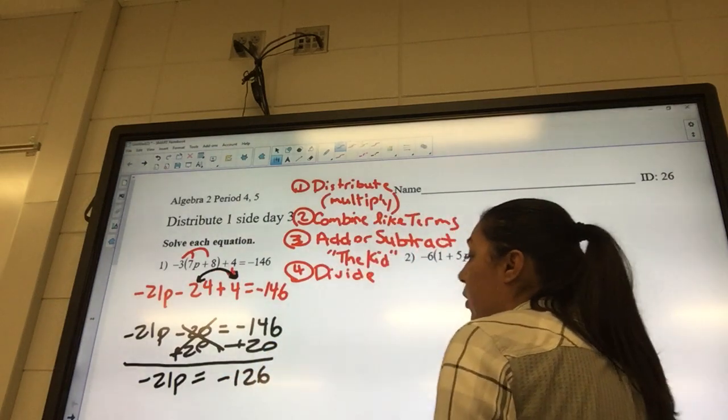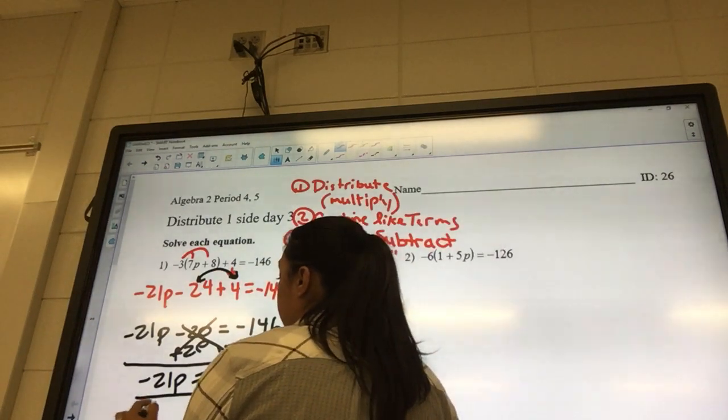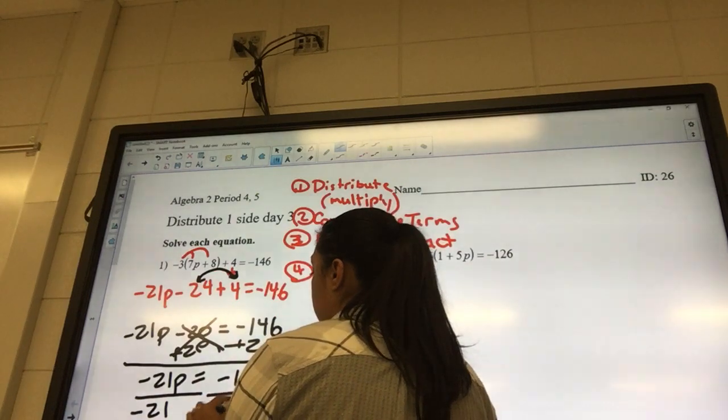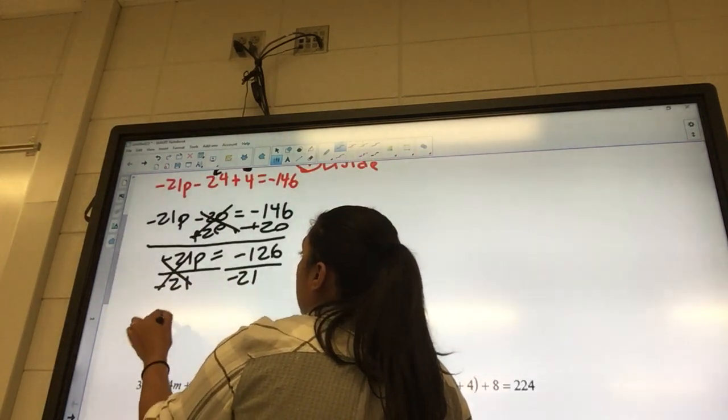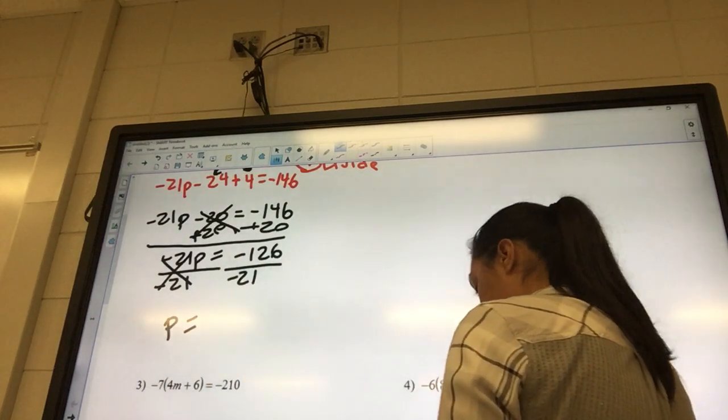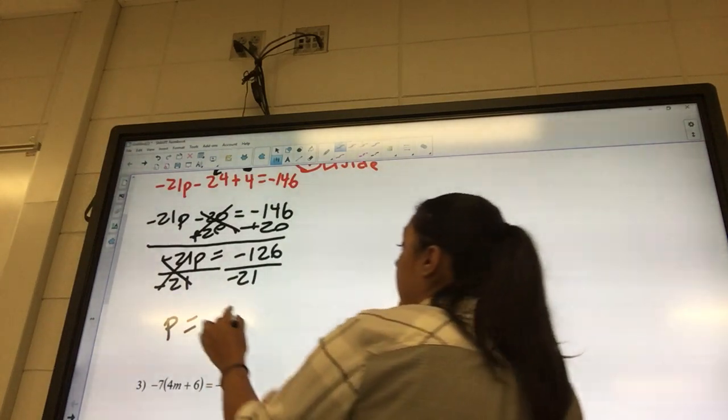And our last step is always to divide. So divide by negative 21. Divide by negative 21. So p equals 6.